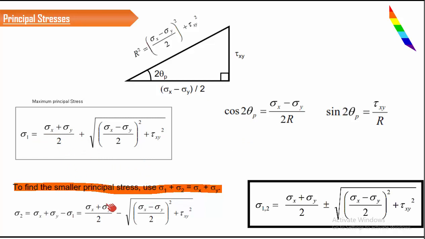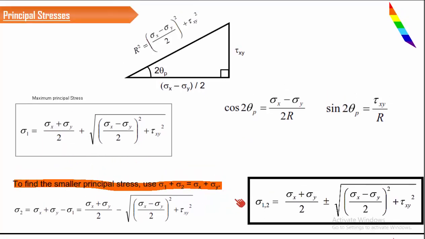Now when you combine these two equations, we can write the general equation for the principal stress as sigma 1, 2. If you put the suffix as 1, it is the major principal stress. If you put the suffix as 2, it is the minor, or otherwise it can be called the maximum or minimum. So sigma 1, 2 is given over here, separated by a plus or minus sign. If it is major, the sign has to be plus. If it is minor, it has to be negative. This is how we arrived at it.